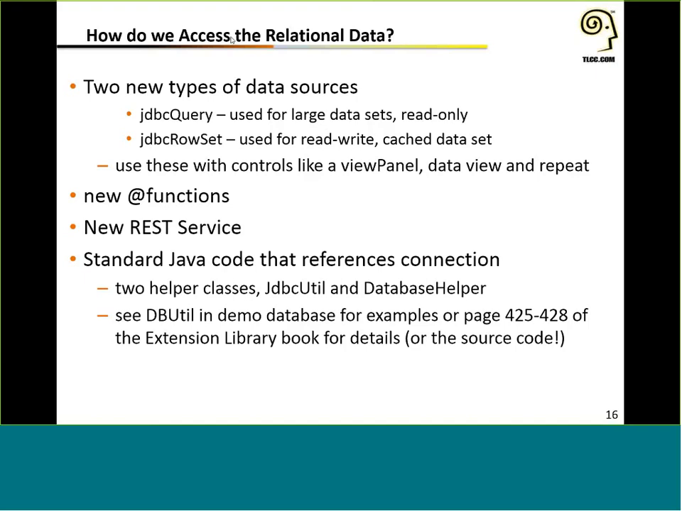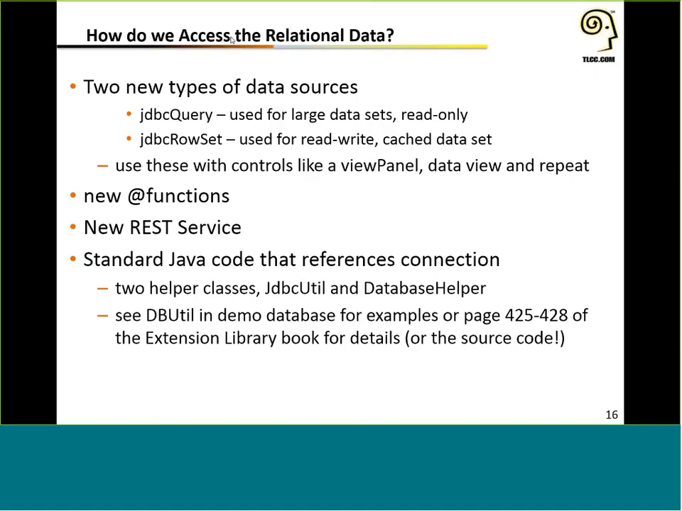Okay, good. All right. So now that we know how to set up the relational data and get everything going, how are we actually going to access the data? Well, first of all, there are 2 new data sources. You're probably familiar with the Domino document data source and the Domino view data source. There are 2 new ones, JDBCQuery and JDBCRowSet. The JDBCQuery is what you're going to want to use for large amounts of data that are read-only.